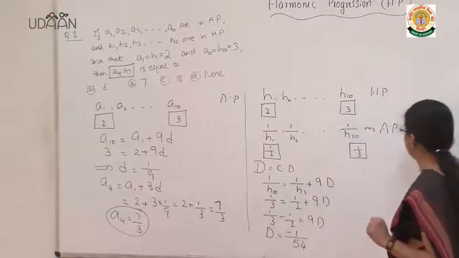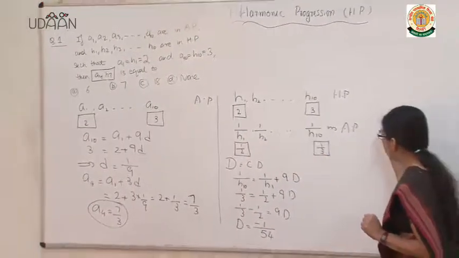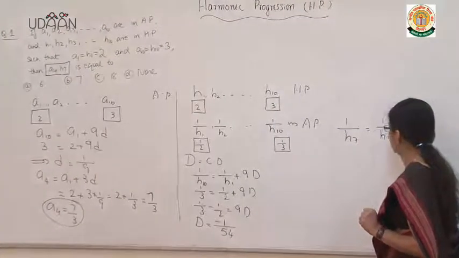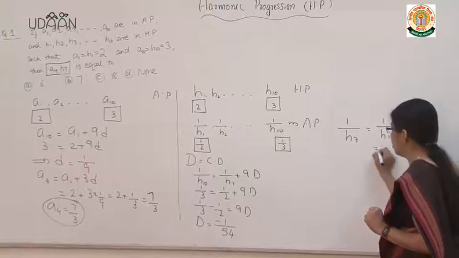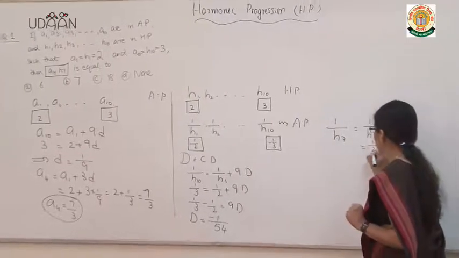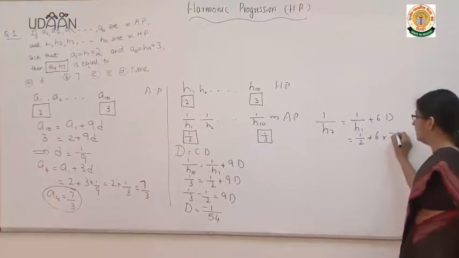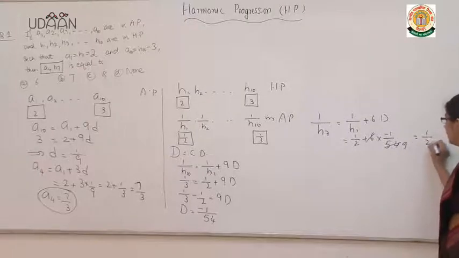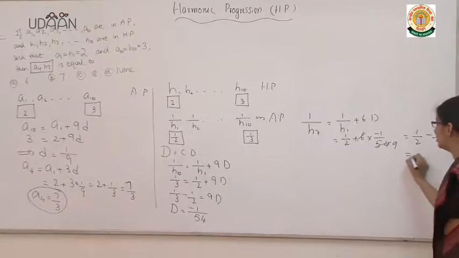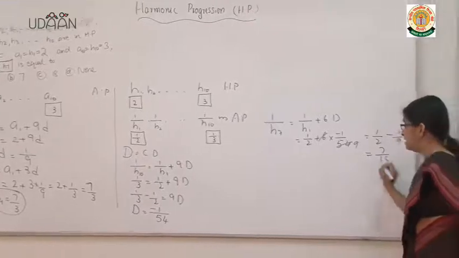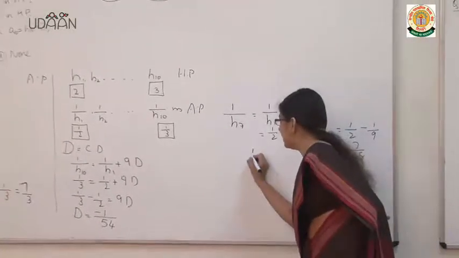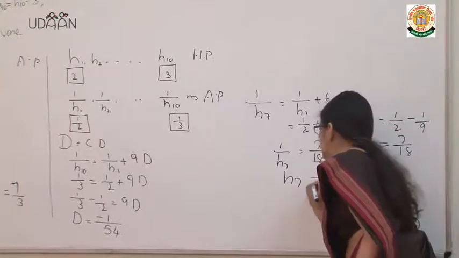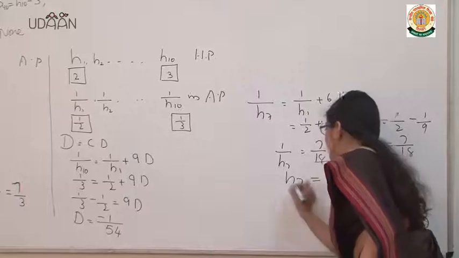We need to find H7. H7 is given by 1 by H7 equals 1 by H1 plus 6 times D, which is 1 by 2 plus 6 times minus 1 by 54. Simplify, this is 1 by 2 minus 1 by 9, which is 7 by 18. So the value of 1 by H7 is 7 by 18, so H7 equals 18 by 7.